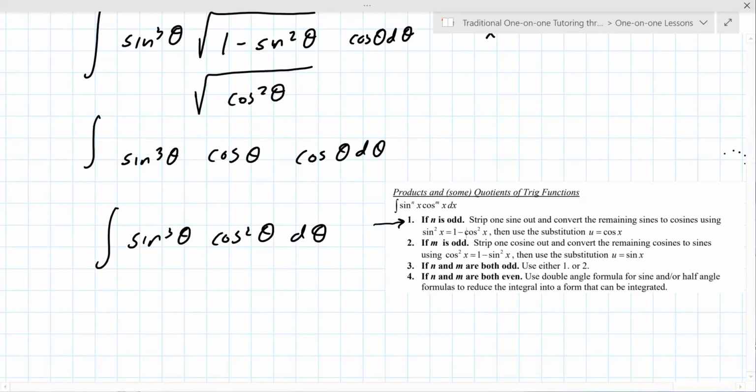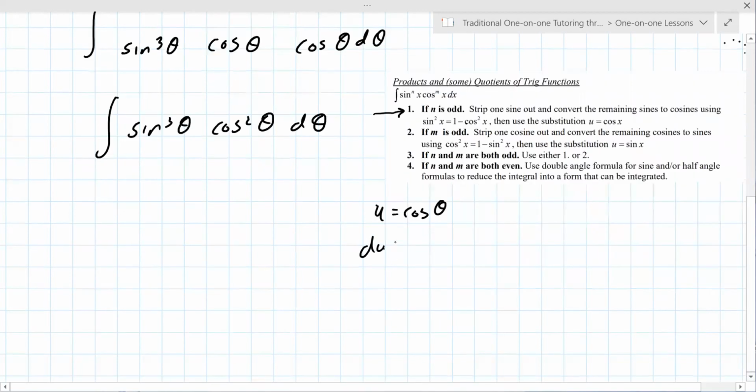And if you wonder where I got this, I'm going to send this to you in the chat. There's way more of this in this class than in the other one. So in short, you set u equal to cosine theta.